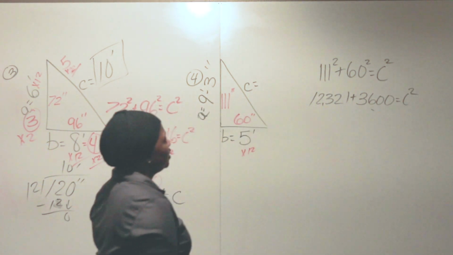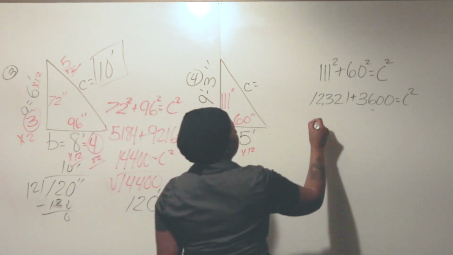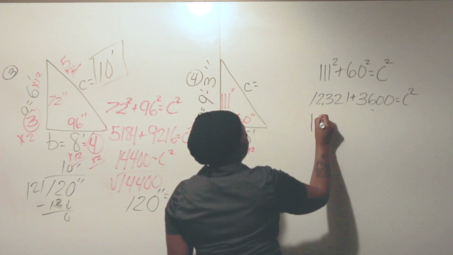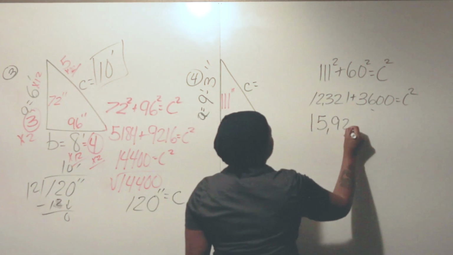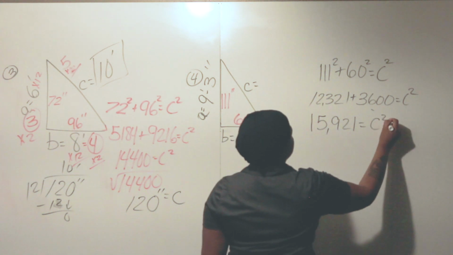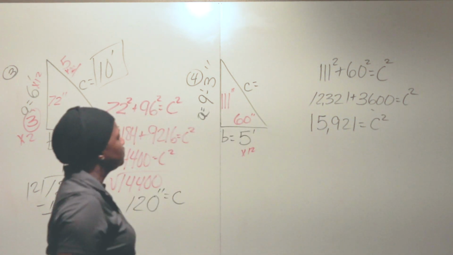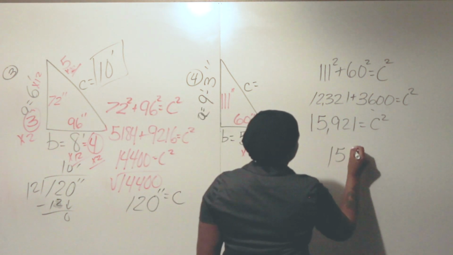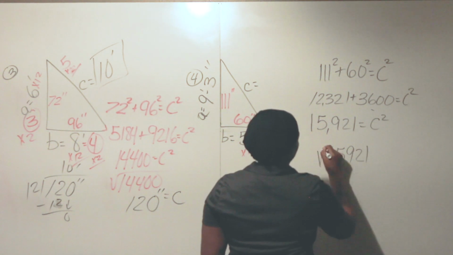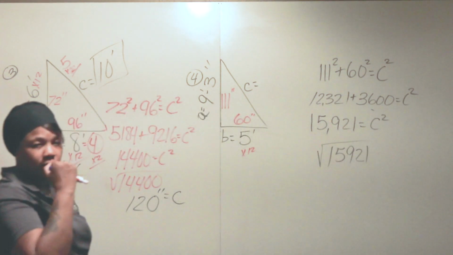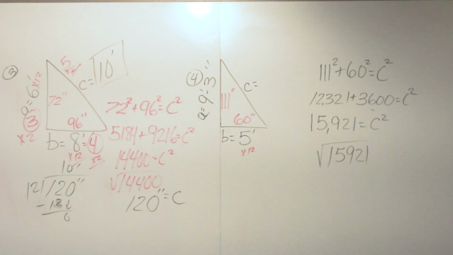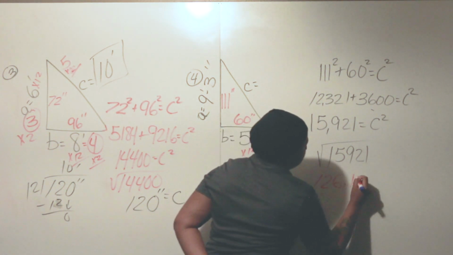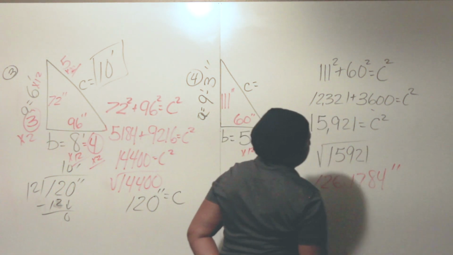And when we add them together, we get 15,921 equals C squared. But we have to do what with this? Square root it. When we take 15,921 and square root that, we get 126.1784 and some more stuff.